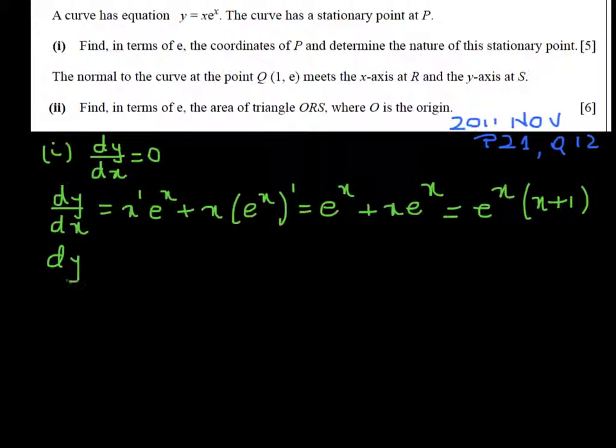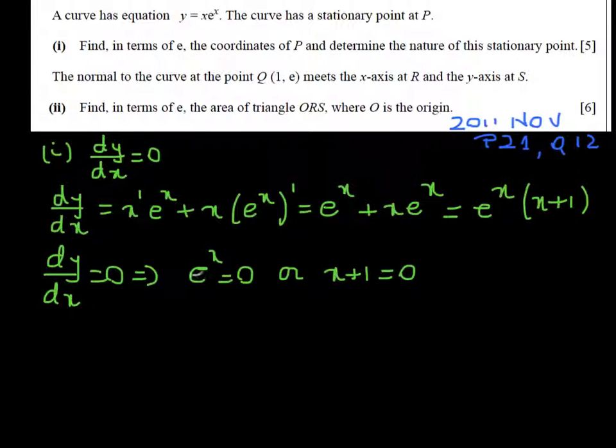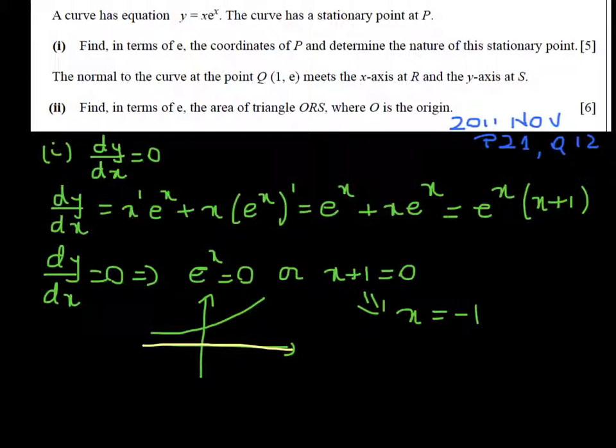So stationary points, dy by dx equals 0: e to the power of x equals 0, or x plus 1 equals 0. Now e to the power of x cannot be 0. Remember the graph of y equals e to the power of x? Yes, it can never become 0. Also, e to any power is bigger than 0. So here we don't have a solution, therefore our only solution is x equals negative 1.